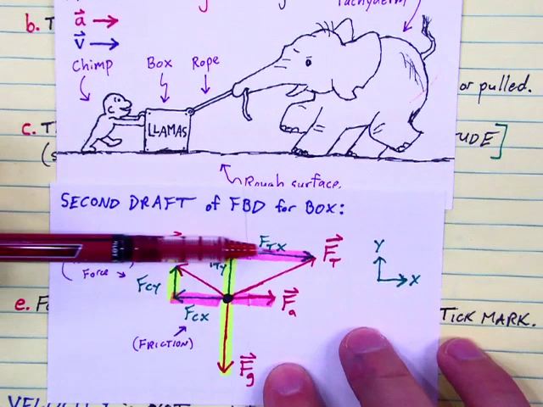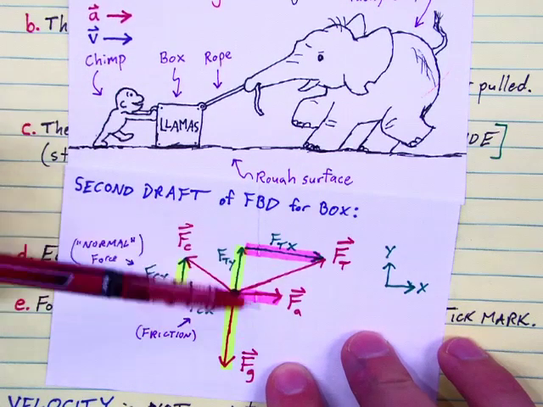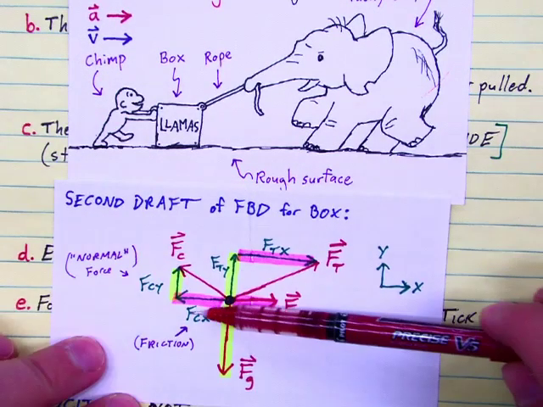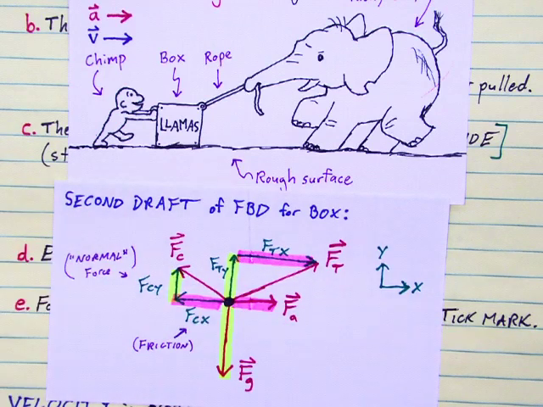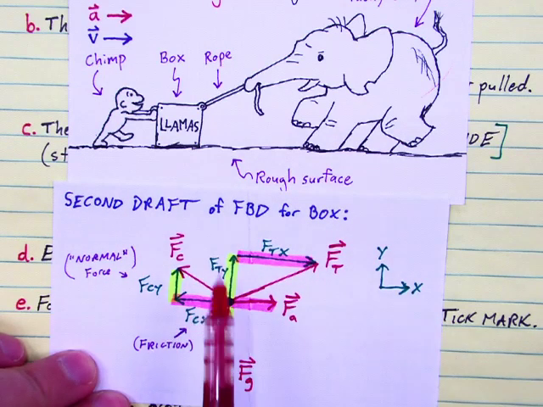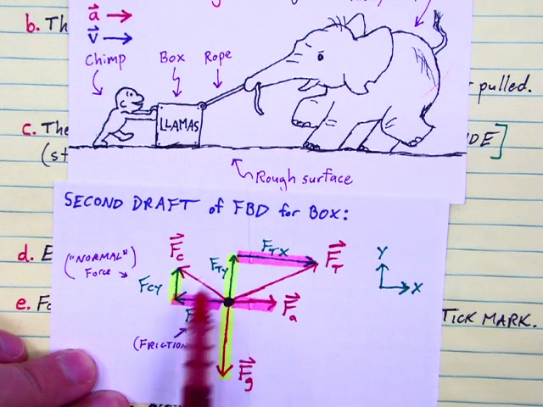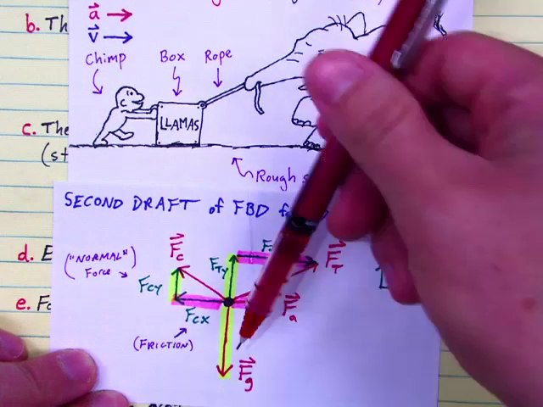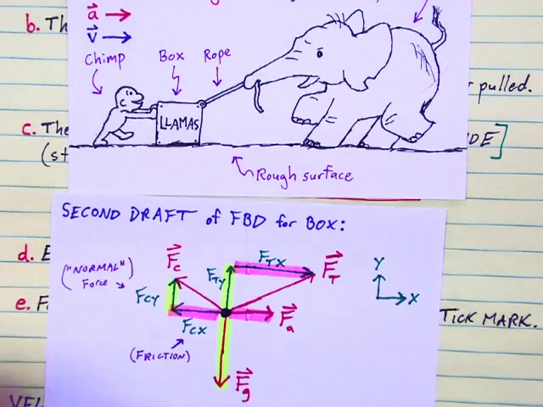Here, the F_Tx from the tension and from the chimp, the sum of those now is clearly bigger than that force of friction. So we will get a net force to the right and acceleration to the right. In the y direction, I've highlighted in yellow the normal force here, that y component of the contact force with the surface, and the F_Ty here. The sum of those looks like it's about equal to our force of gravity right there. This plus this is about the same size as that.